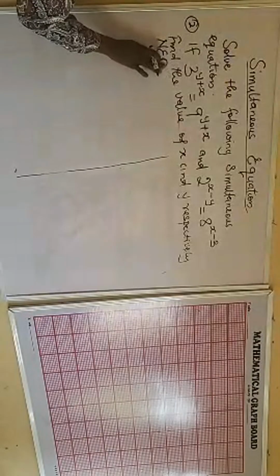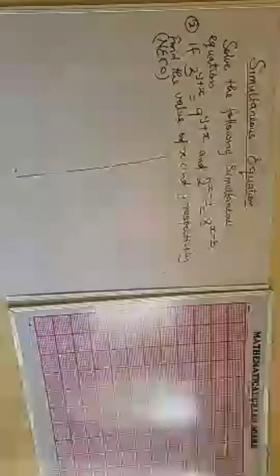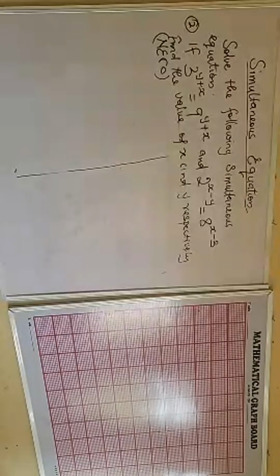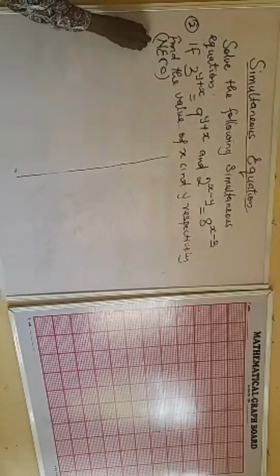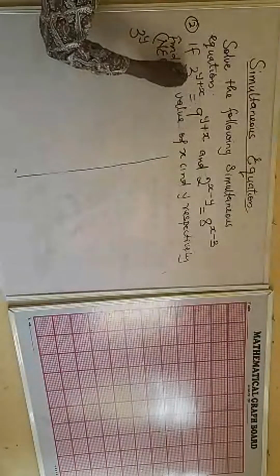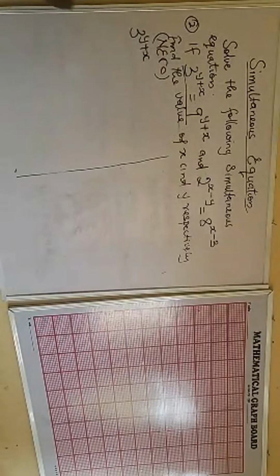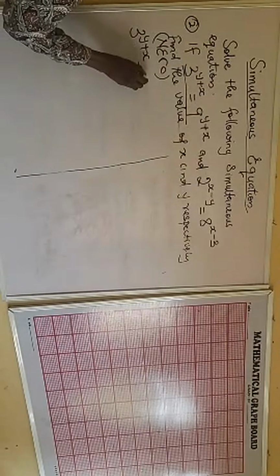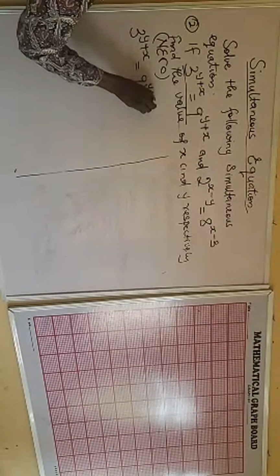It's a NECO question. All right. This is called exponential of indices. Now, here is 3 raised to power y. I'm picking this first. Take note. 3 raised to power y plus x is equal to 9 raised to power y plus x.